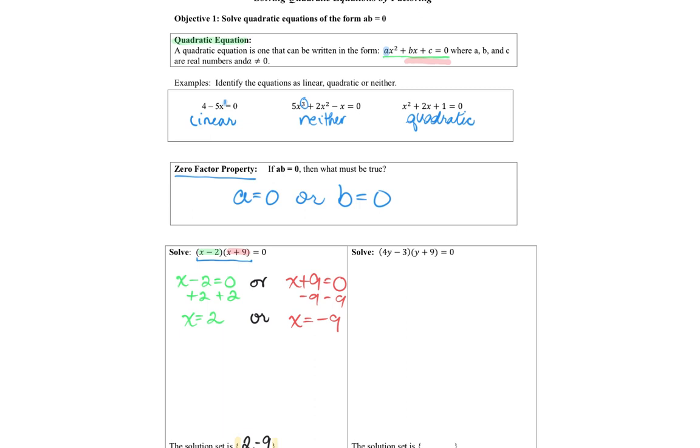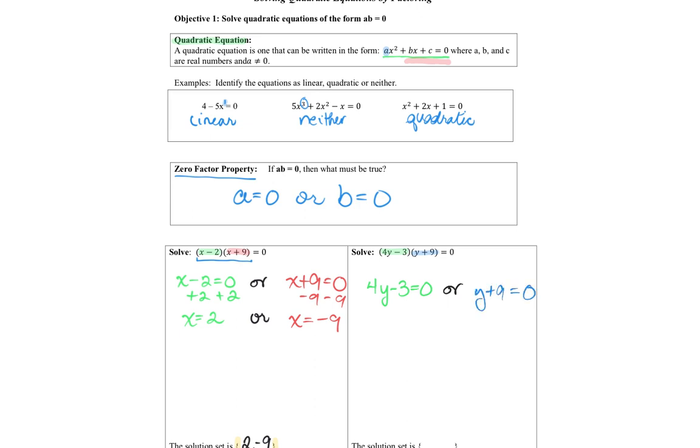All right, so now you try the next one. Stop the video for a second. Try the next one and see what you come up with. So hopefully you paused the video and you are now restarting it, because you're going to have that either 4y minus 3 equals 0 or y plus 9 equals 0.